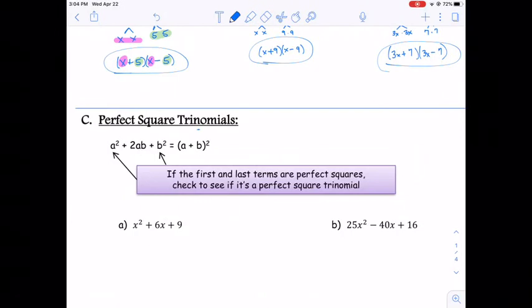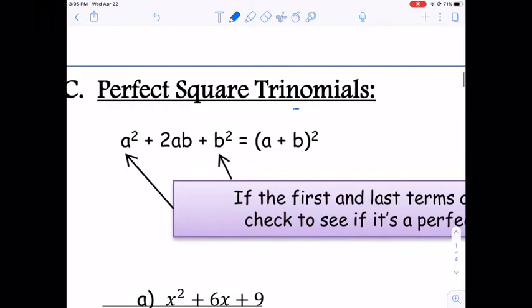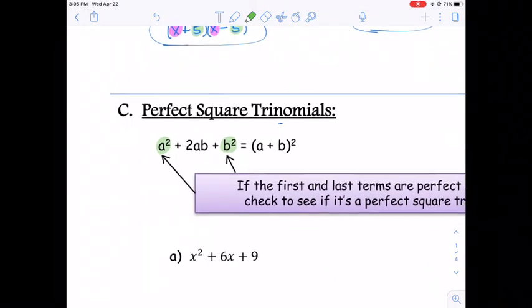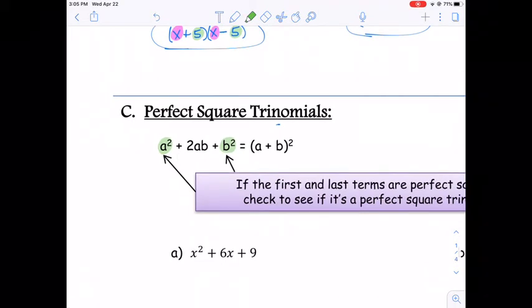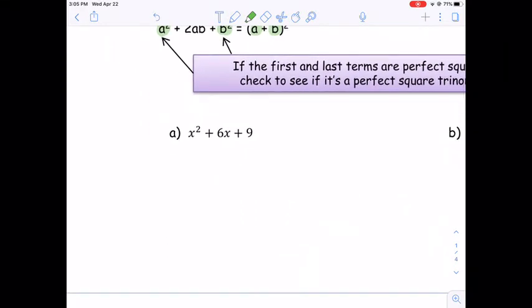The third special case we're going to look at is the perfect square trinomial. Notice in this case, the first term and the last term are perfect squares, something squared. When we factor, we use the a, which was squared, and the b, which was squared for the third term, in our parentheses. So look at problem A. The first term is a perfect square. It's x times x. The last term is a perfect square. It's 3 times 3.